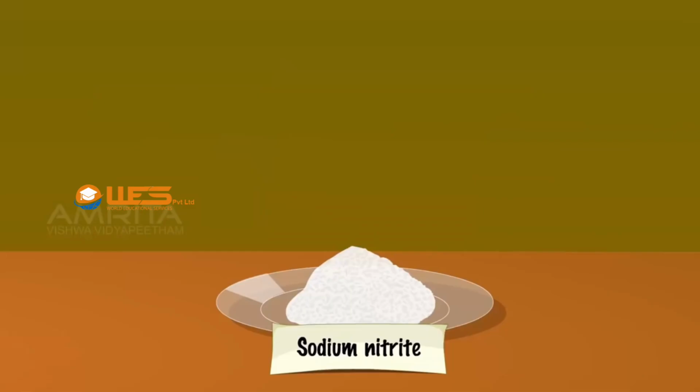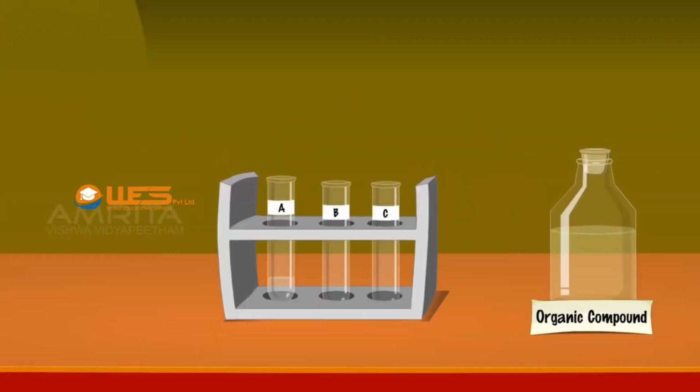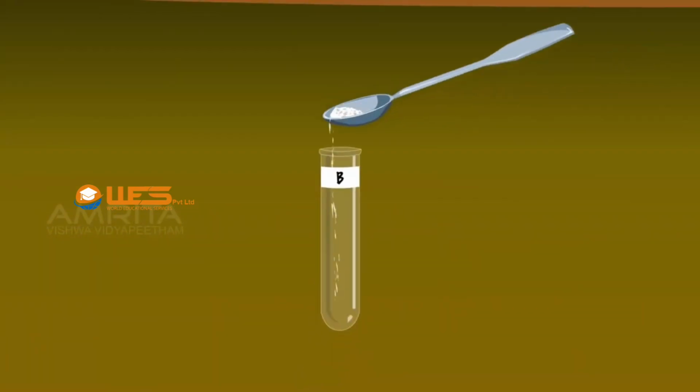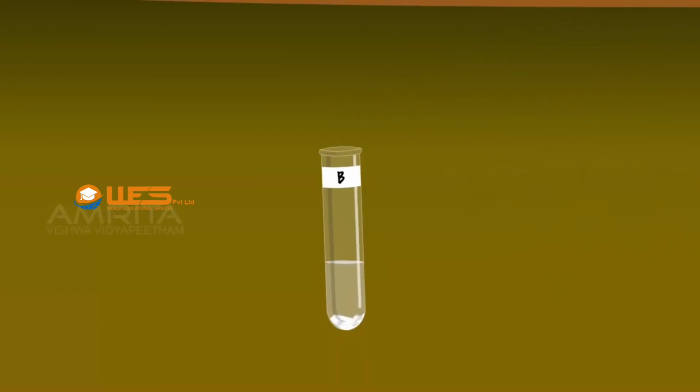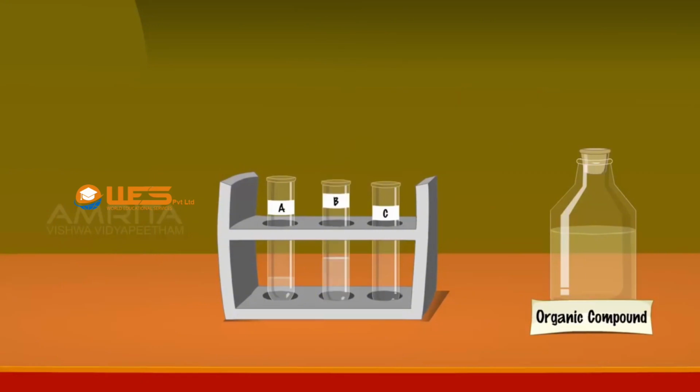Take a small quantity of sodium nitrite using the spatula. Take the test tube B. Transfer it into test tube B. Now add a small quantity of distilled water to the test tube and shake the test tube well to dissolve sodium nitrite. Place the test tube in the test tube rack.